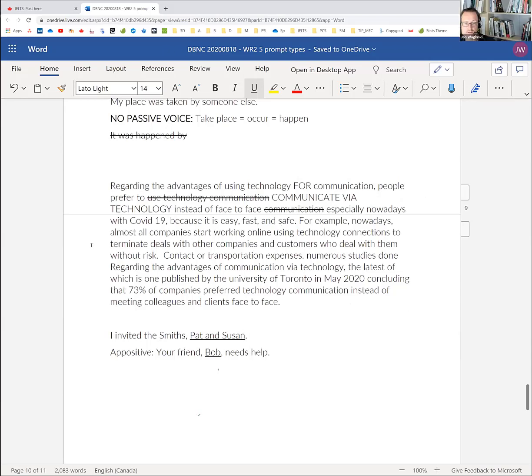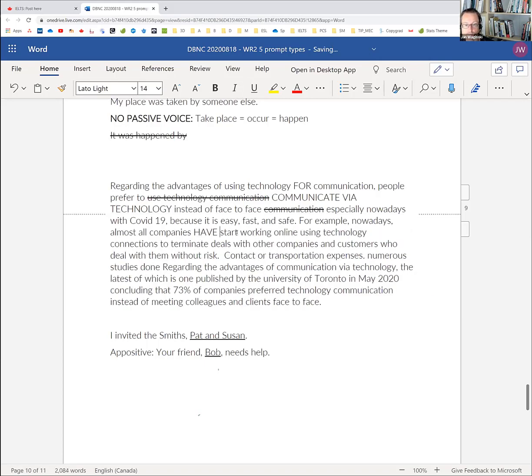For example, nowadays, almost all companies have started working online using technology connections to terminate deals.